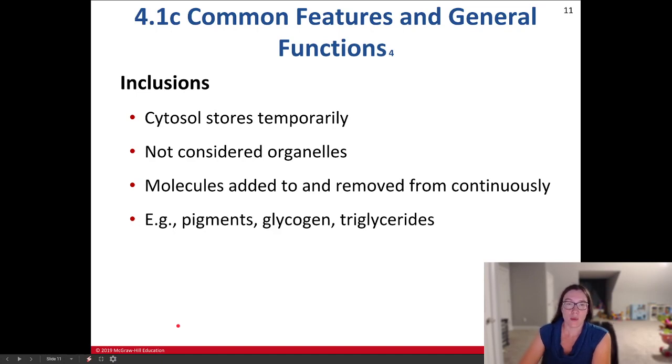Inclusions, as I said, are temporary storage materials. They generally are going to be things like pigments, like melanin, glycogen, or triglycerides. Both of these are energy storage. Glycogen, remember, is made up of glucose, and triglycerides are the storage form of fats.